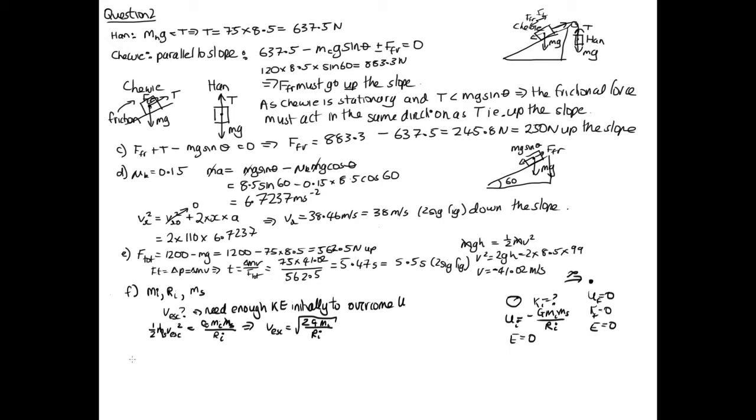Now in part G, Han and Chewie now maneuver the shuttle into a circular orbit, and we're told to use Newton's law of gravitation, which we can write as F is equal to G times the mass of the shuttle times the mass of the ice planet over the radius squared of our orbit, and then the expression for the centripetal force.